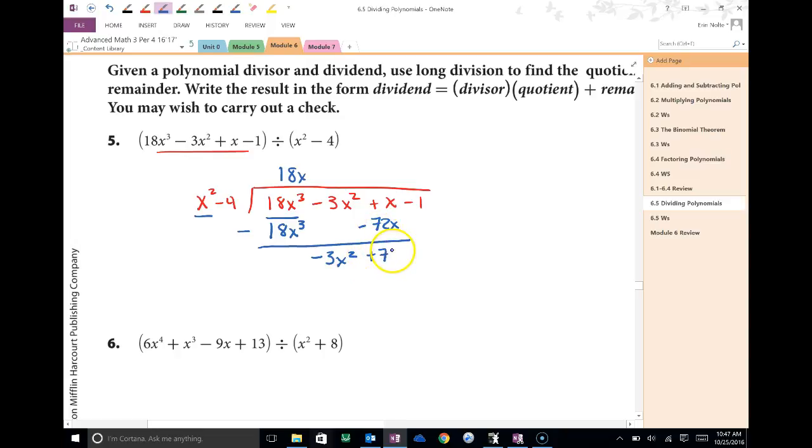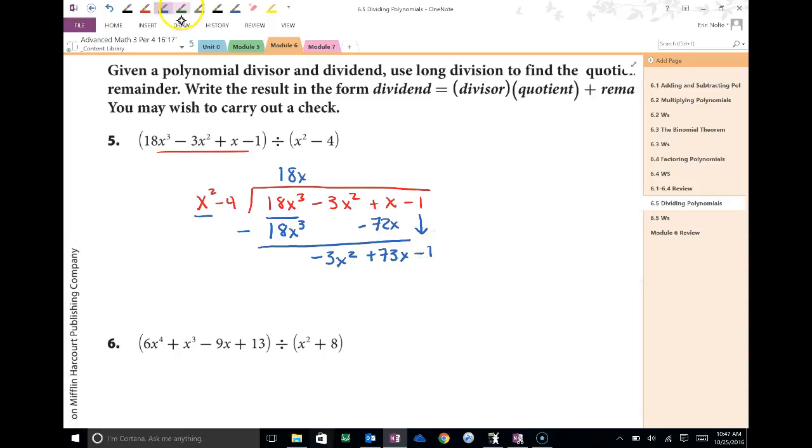I will tell you guys that the place where you make mistakes on long division is subtracting. So just be really careful when you're subtracting. So a negative. Okay, so I drop my next term, which is the minus 1.